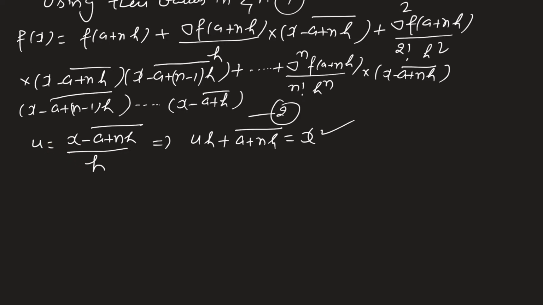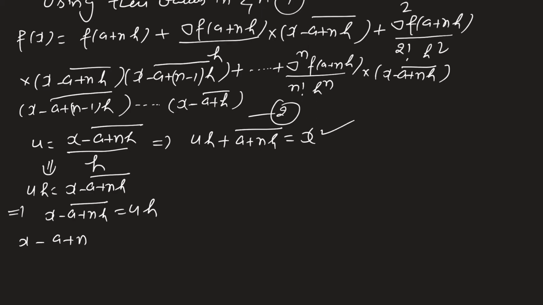This implies that taking over there, u is equal to x minus a plus nh. This implies that x minus a plus nh is equal to u. Next we have to find the value of x minus a plus n minus 1 h. So for that let me write x minus a plus n minus 1 h. Okay, done.